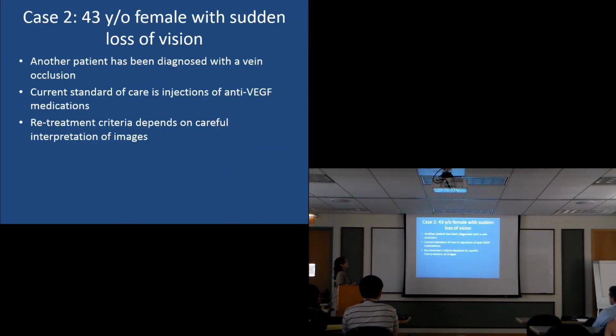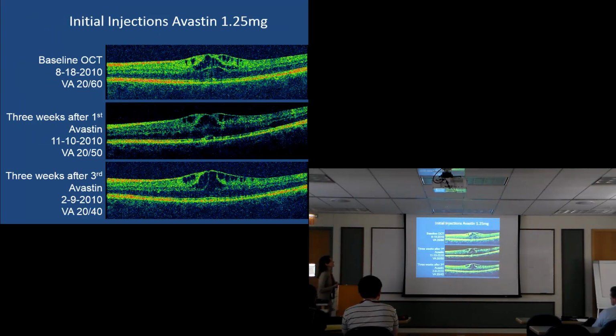Here's another patient, a 43-year-old female with sudden vision loss, except this was only in one eye, not both eyes. She was diagnosed with a vein occlusion because of that. Similar swelling, anti-VEGF medications weren't working, and I'll walk you through her case. At baseline in August 2010, she was 20/60. Again, with this much fluid, this would not be drivable vision. So even that little bit of fluid is changing her quality of life.